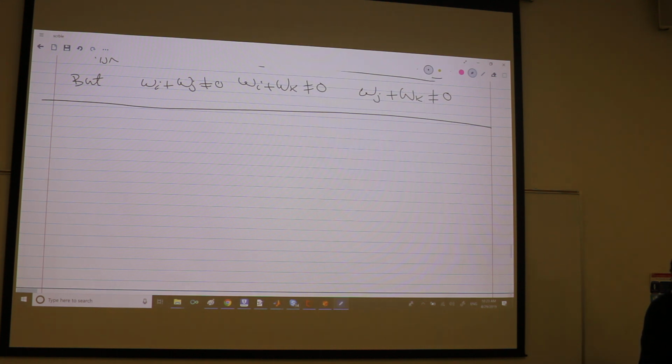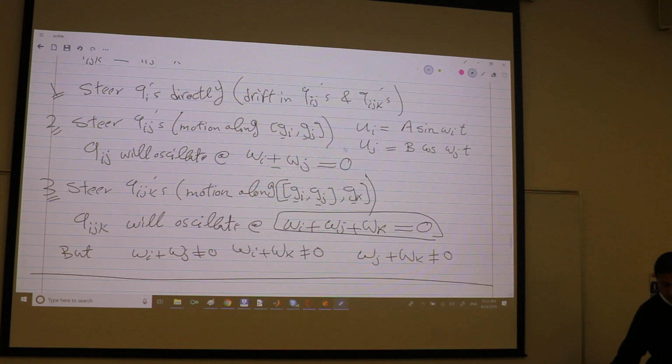Professor, can you go up a little bit? Sure. So for steering the QIJs, we just excluded the case where omega i plus omega j equals 0, right? So we're left with omega i minus omega j. You can have either, it doesn't matter. It will change the sign of the sine waveform, right? But we just excluded that for steering. If I want to steer both simultaneously, I have to. They don't do it simultaneously.